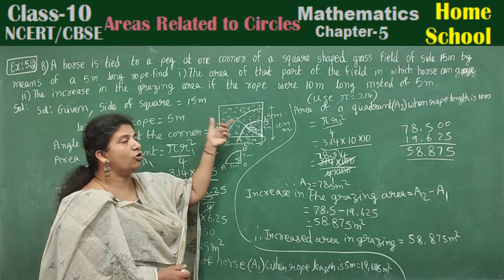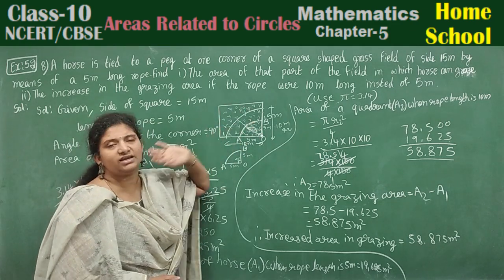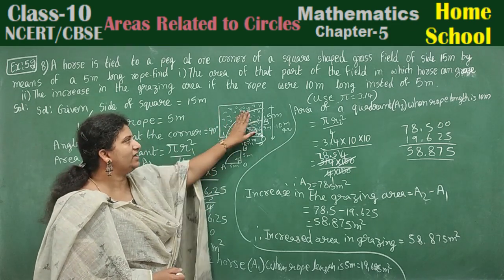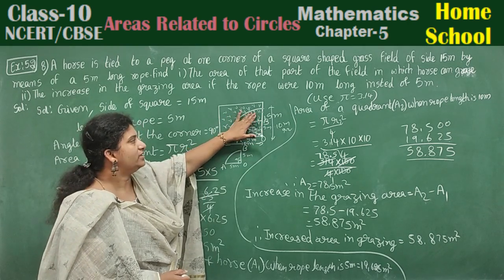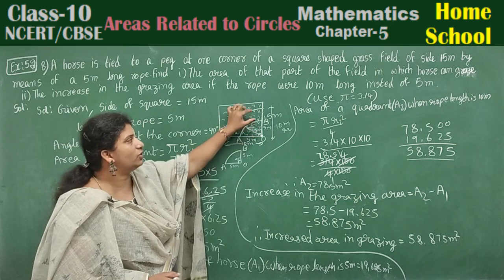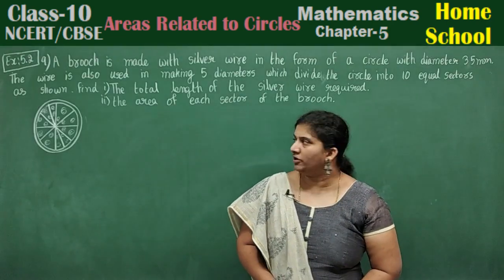Suppose if the rope taken is 10 meters, how much area is increased in grazing? So find this area, and this area you already calculated. These two areas, if you subtract, you get the increased area in grazing. Let's see the ninth problem.